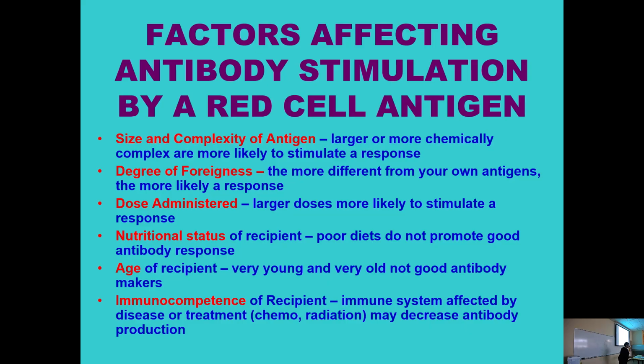Some things we can give in one dose, like 1 unit of blood, and they're going to develop an antibody. D, the Rh factor. If I give 1 unit of D, you're likely to develop antibodies against that unit. Then we have other antigens.